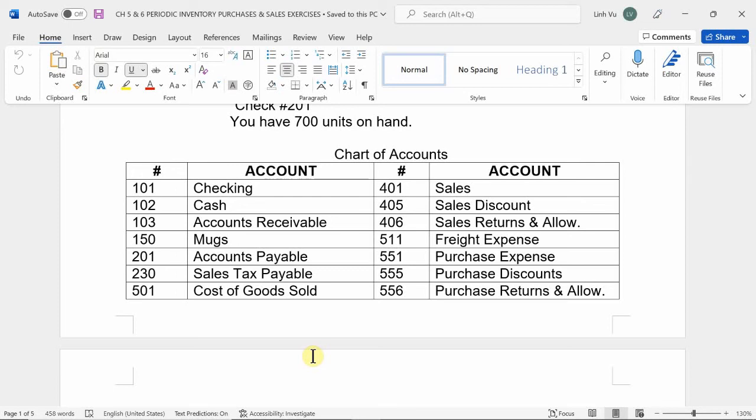I'm the buyer. Oh, purchase, returns, and allowances. Purchase, returns, and allowances. So 556. Okay, what else? How did I pay for it? On account. So that means the money is going to go back to my account. Okay, so accounts payable.